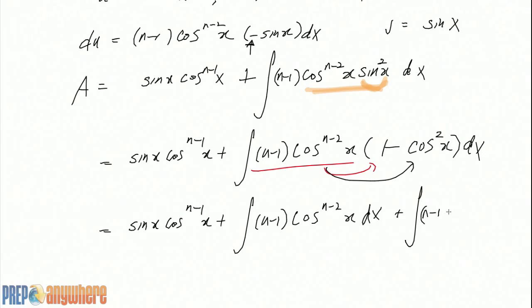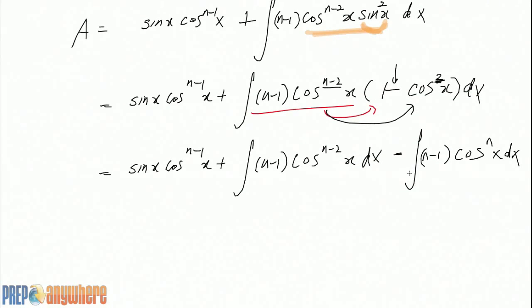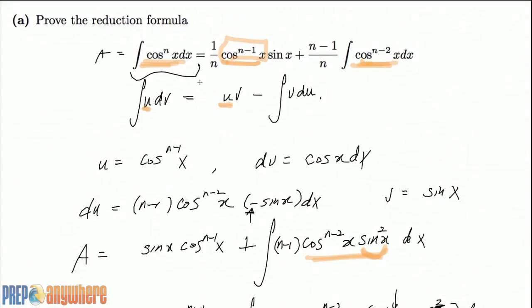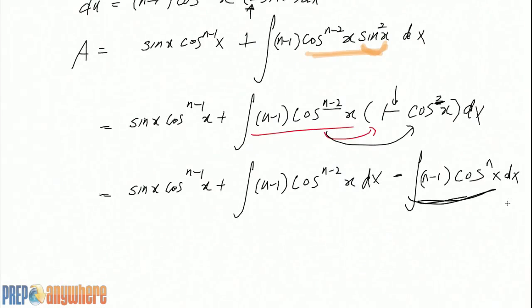integral n minus 1 cosine n minus 2 plus 2. Actually with a negative sign in front, sorry, because this is negative at the front here, cosine to the power of n. Okay, so look, let's bring that to the other side, because if you notice, this is exactly what we started with, the integration of cosine to the power of n x.